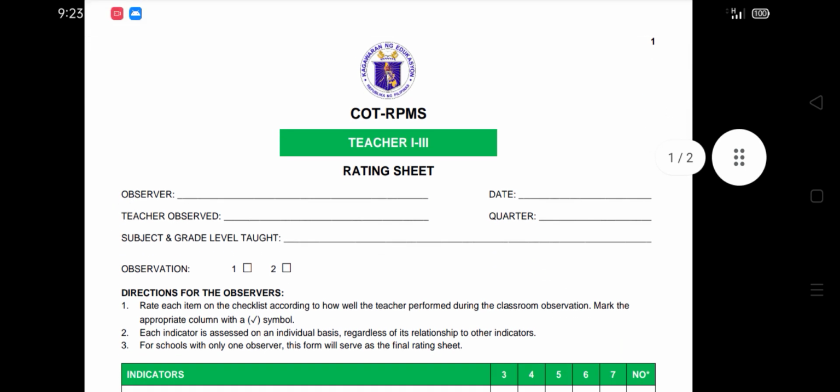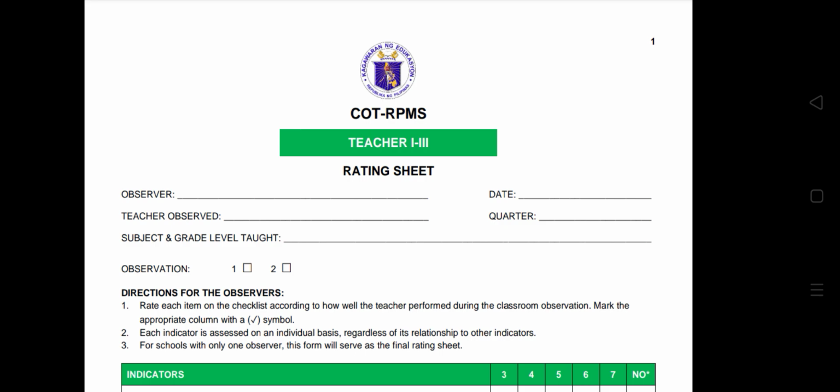Again, meron ding observer, teacher observe. Observer, syempre, halimbawa ako ang principal. Then date, kung kailan ako nag-observe. Teacher observe, kung sino yung inobserbahan ko. The quarter, the subject and grade level taught. And the observations. Kasi for this school year, meron tayong dalawang observation ang required para sa ating RPMS, dalawang COT.